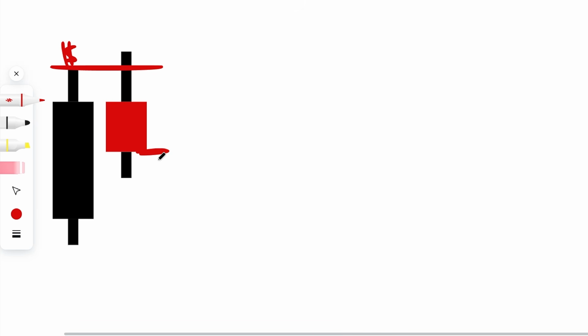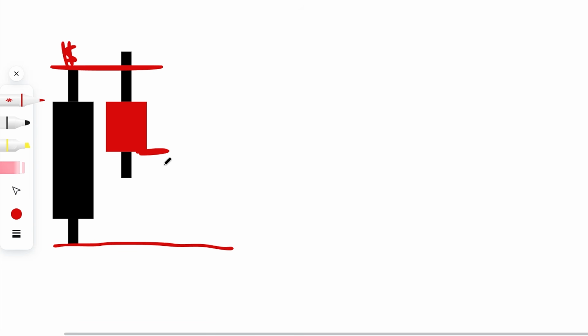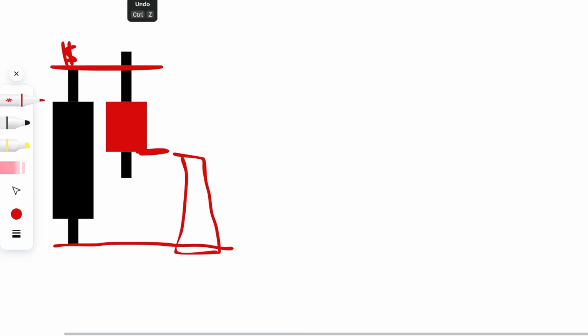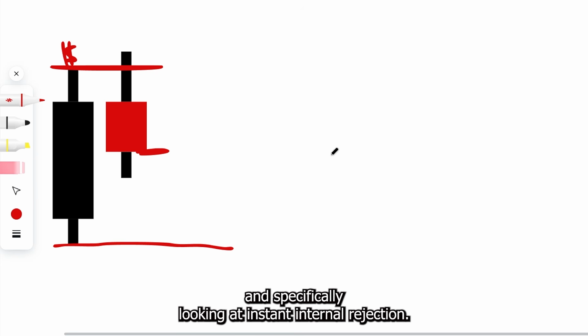So now when looking at it from a CRT standpoint, you're targeting your candle's range. So the bottom of the candle will be your candle's range. So now what you're looking for is for the next candle to close out this range. By close out, I mean for the next candle to complete this range. So now let's look at it from a micro standpoint, specifically looking at instant internal rejection.